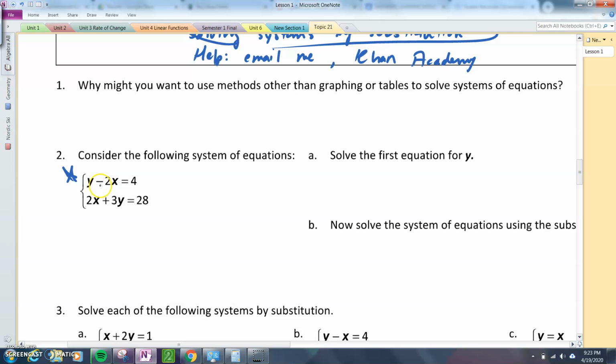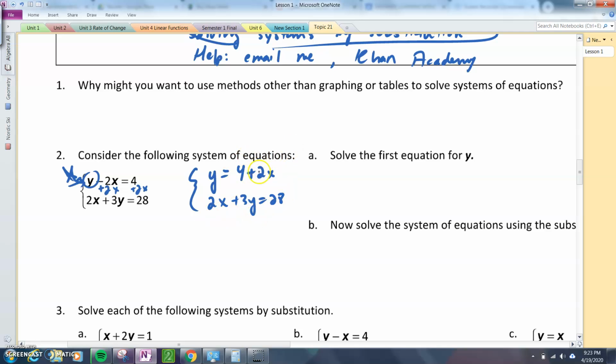So this equation, if I want y by itself on this side of the equation, I'm going to add 2x to both sides. So now what I have for my system, I have y equals, well, I changed this to 4 plus 2x. I rewrote this top one. And then I have 2x plus 3y equals 28. And now I need to substitute.